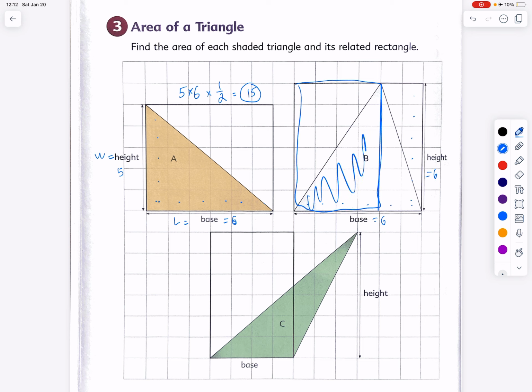So we have one half. And if we think of the second triangle as a half of this hosting rectangle, therefore it is a half. Therefore, what we can do is we say 6 times 6, right? That would be the total 36, length times width or base times height. But we need to take a half of it. Therefore, it would be 18.